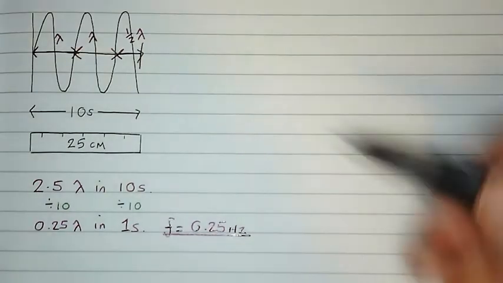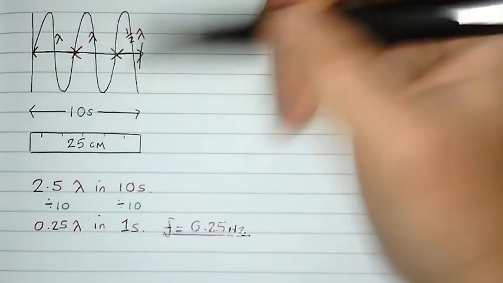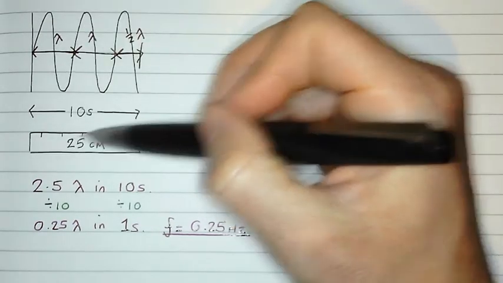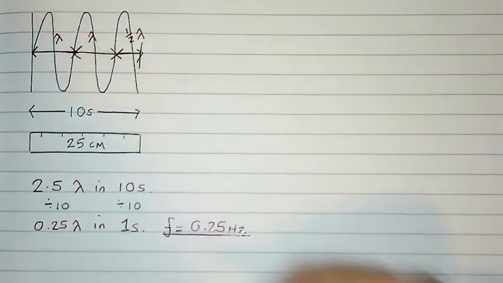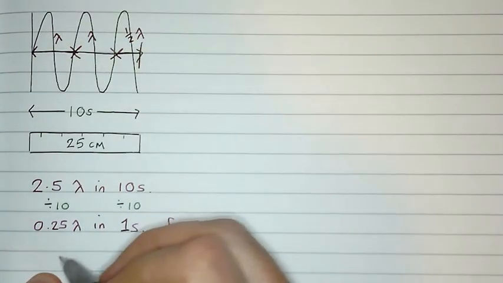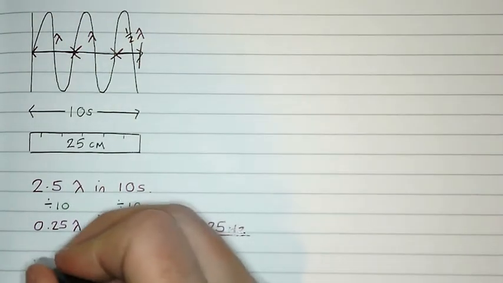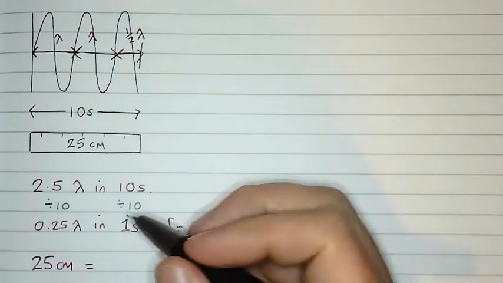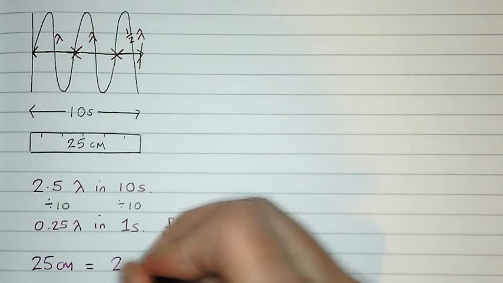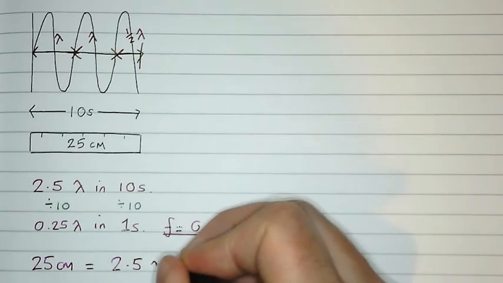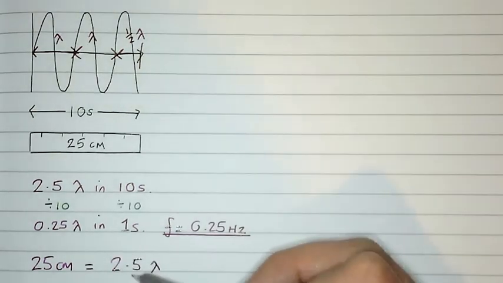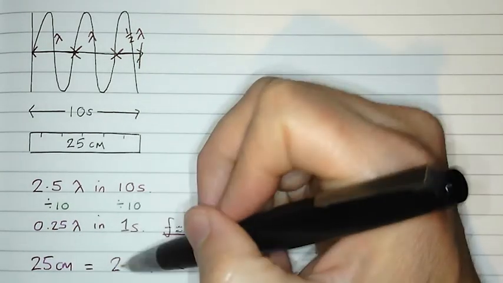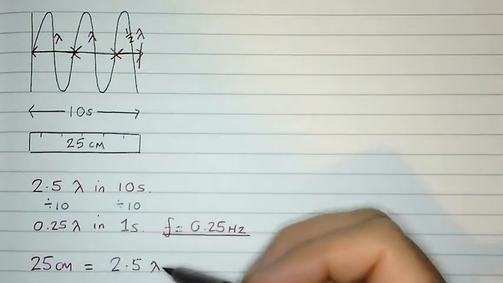The second bit of information we've got is that we can figure out the wavelength, because we've got a ruler here, and all of this is 25 centimeters. So we've got 25 centimeters equals 2.5 waves. Now we don't want 2.5 waves. We want to know what 1 wave is. So again, we're going to divide this by itself.